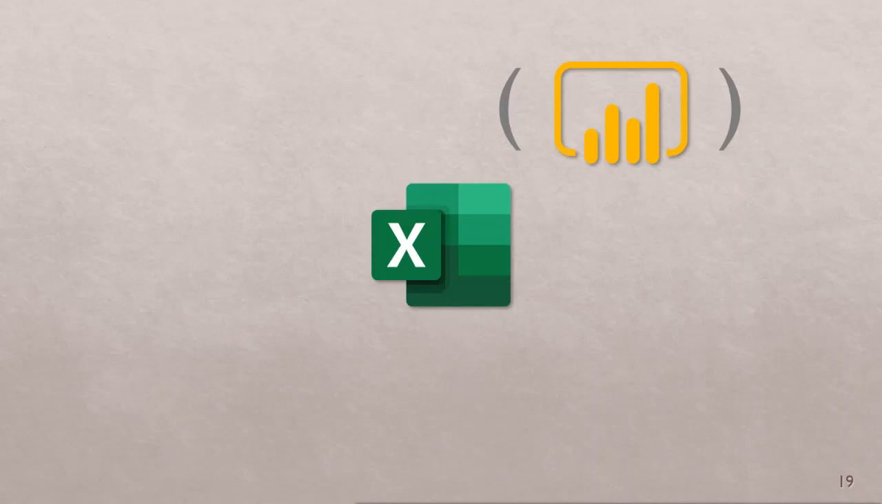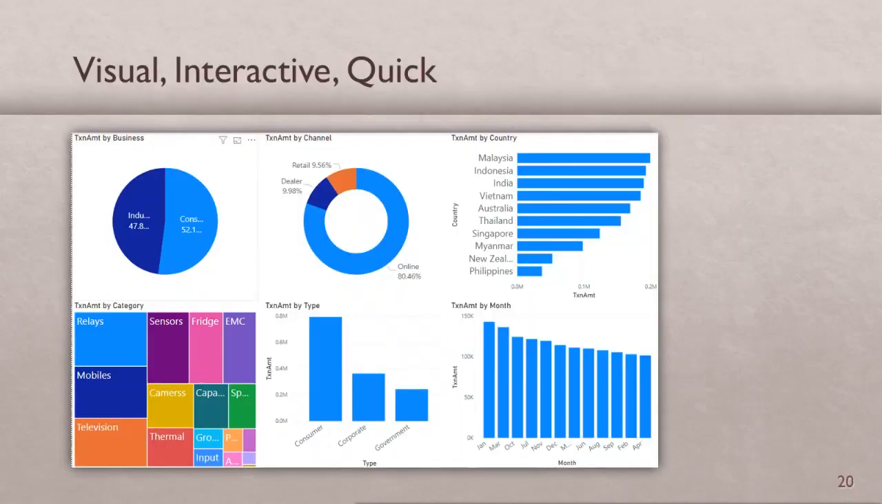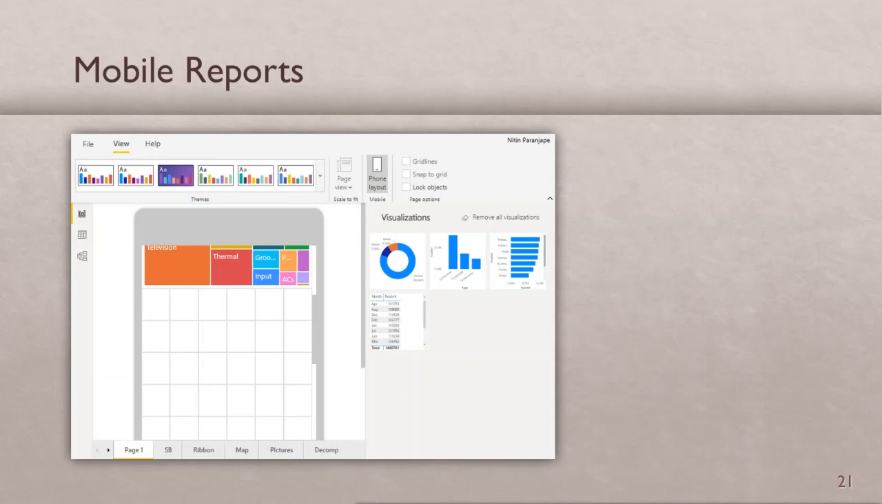So with the same data, literally within a few minutes, you could create this kind of dashboard. And of course, it is interactive. If I click on any of the items, it becomes a filter and it cross filters everything. As we go along, you will see more of it. So it's visual, it's interactive, unlike static reports which we are used to in Excel. Of course, mobile is a very important part of our life, so the same report can be readjusted for mobile form factor as well while retaining the interactivity.